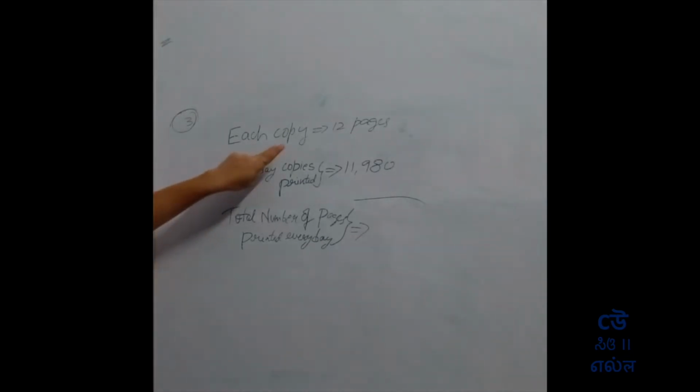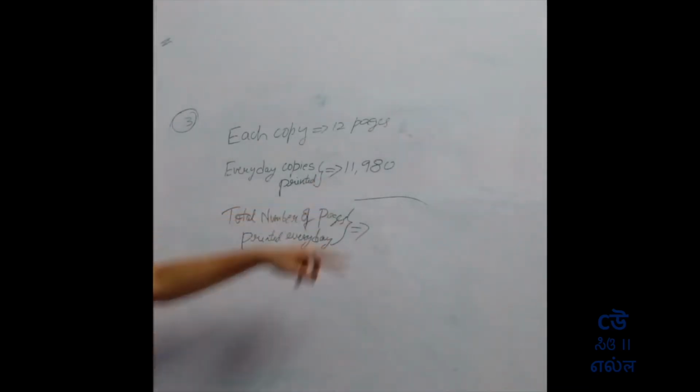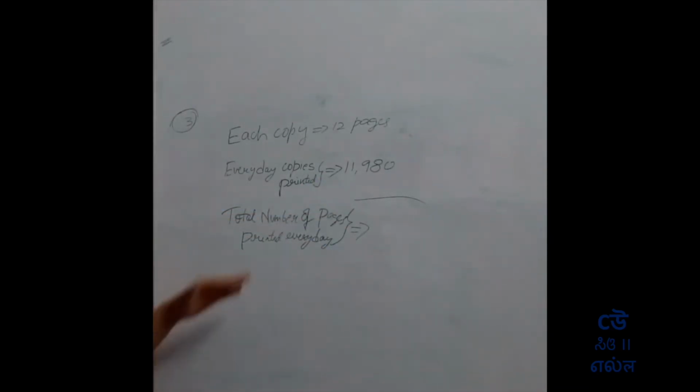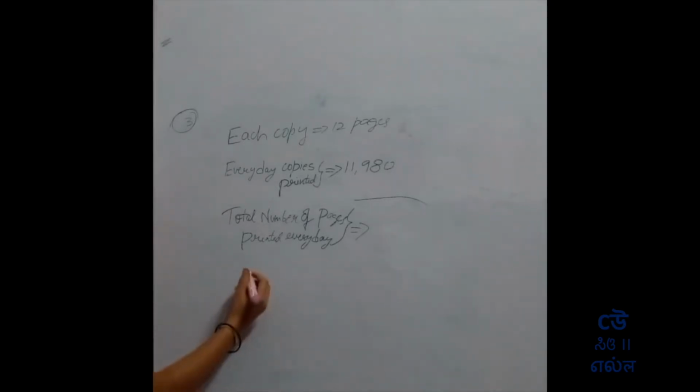First, they have given how many pages each copy contains. Next, the copies printed every day is 11,980. So they have asked us to find the total number of pages printed every day. So what should we do, children? If we multiply those two numbers, we'll get the total number of pages printed every day.